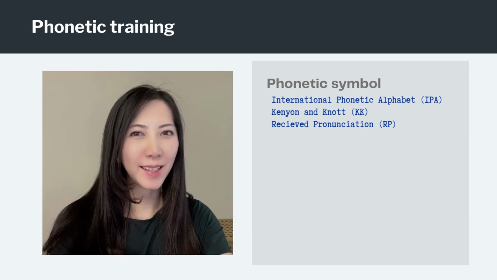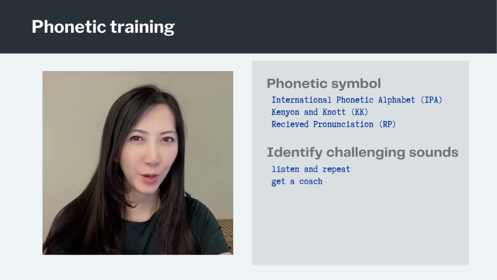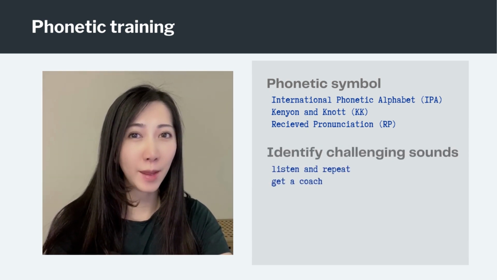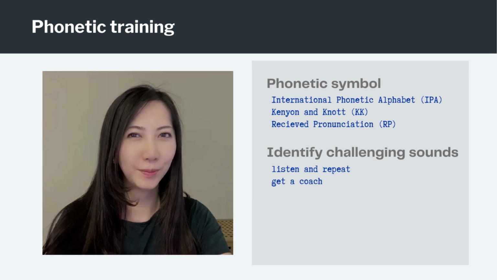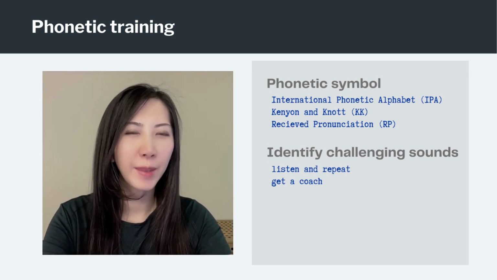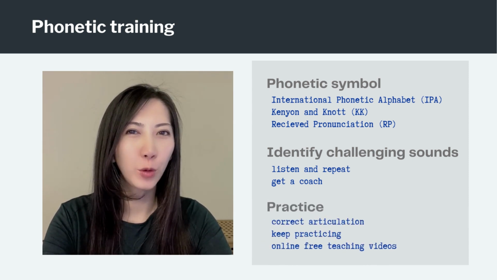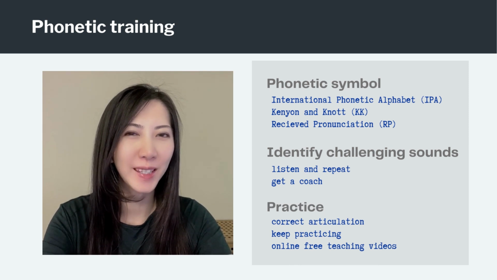After you have chosen the system, consider which English sounds are particularly challenging for you. You can listen and try to repeat them. If you can't hear any difference, consider getting a coach to help you. Once you have identified them, practice them. The goal is to remind yourself of the correct articulation and to keep practicing until it's natural.